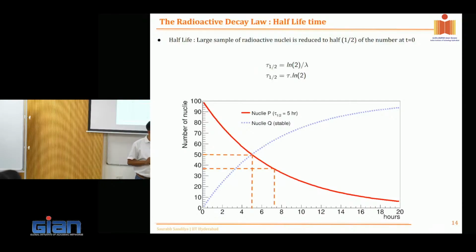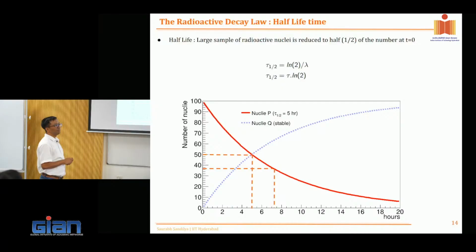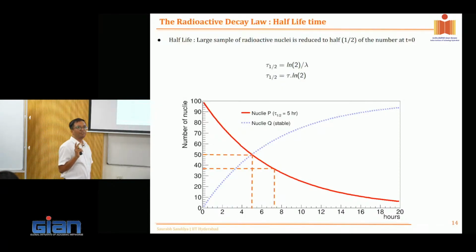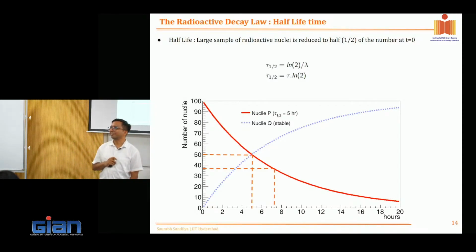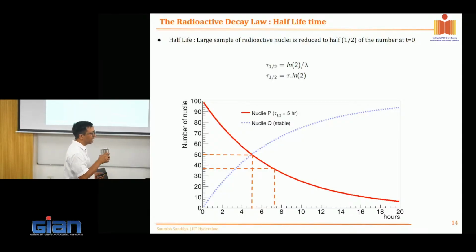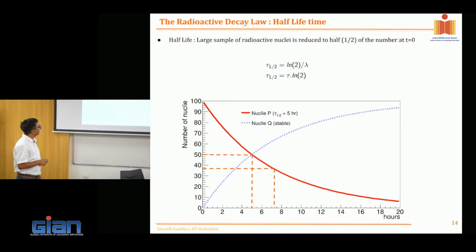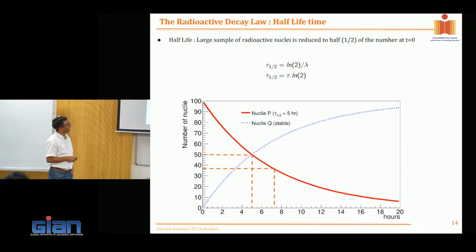Let me go back to my plot. As I said, I plotted this curve from the beginning with t half equal to 5 hours. So if the t half is 5 hours, what is the average lifetime? Give me the number, don't look at the plot. Which line is the average lifetime? This one, right?